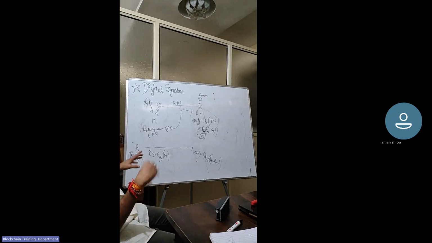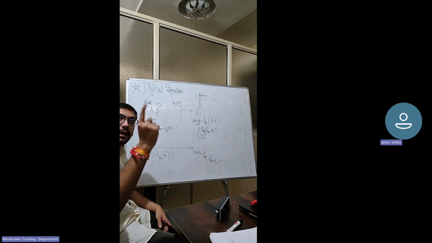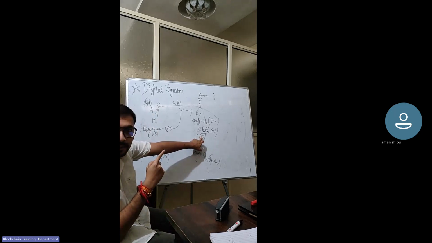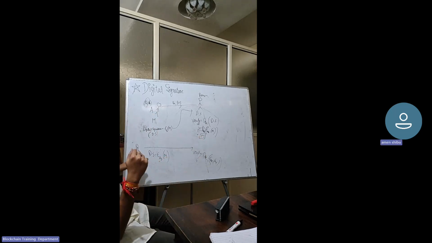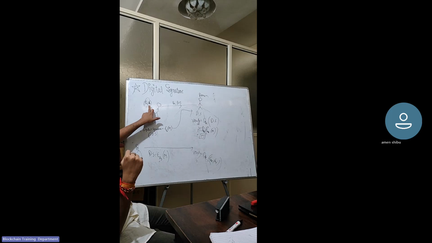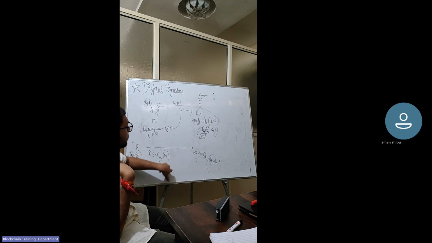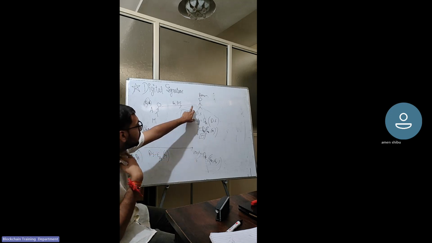But now, for example, B also sends a message similar to A's. Suppose this message is 'I am A.' Now B also wrote a message 'I am A,' but he doesn't have the private key of A. So what he does is he digitally signs the message using his own private key DB. Now this digital signature will be received by you.